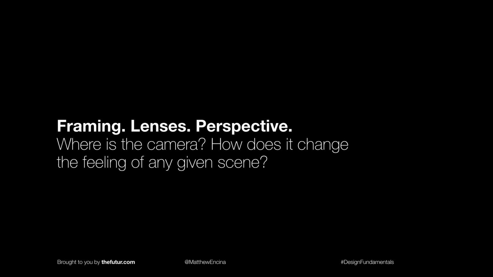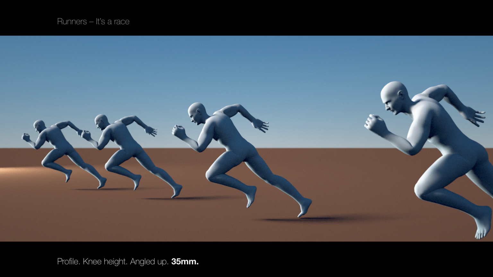Next, we're going to get into framing, lenses, and perspective. And this is where the photography skills come into place, and just understanding how to frame up a scene and how that affects how the viewer feels about it and what you're trying to convey. So I've prepared a couple of examples here of using the same scene. So I have the scene of runners. I just composed this in 3D real quick, and I wanted to show the differences.